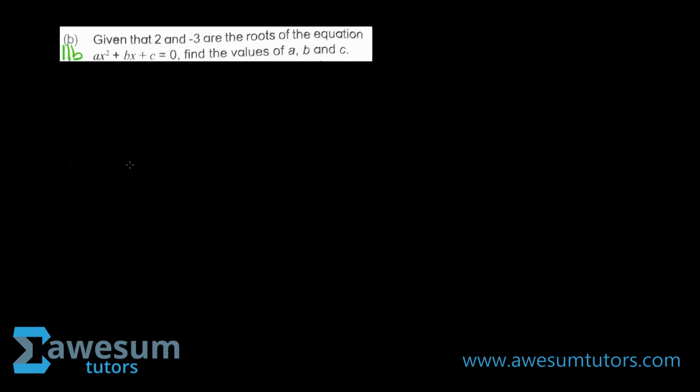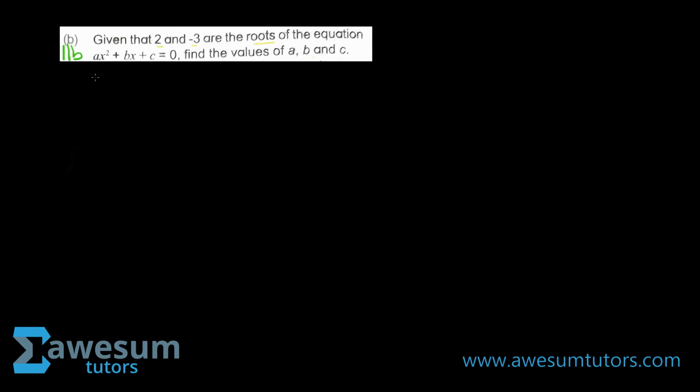Let us take a look at question 11b of the 2019 WASSCE General Mathematics past question, which says, given that 2 and -3 are the roots of the equation ax squared plus bx plus c equals 0, find the values of a, b, and c.